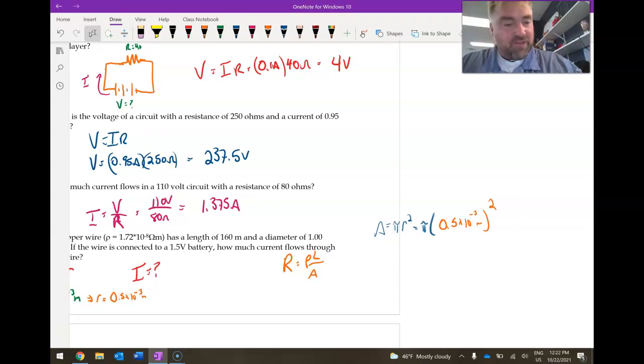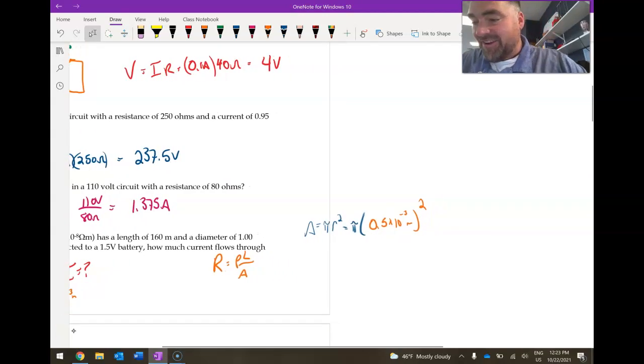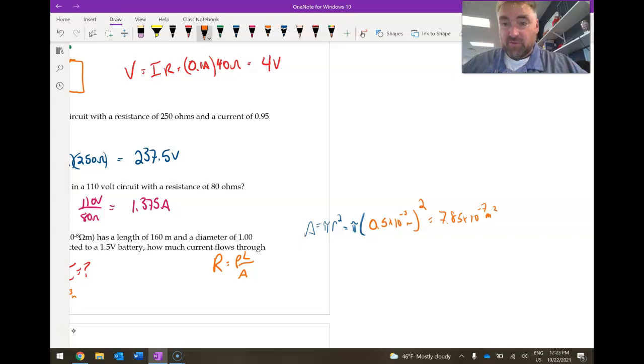Oh, you know what? I didn't find that. Hang on, let me pause this. I'll get right back to you. Okay, I'm back. The area I calculated out to be 7.85 times 10 to the negative 7th. So you can check that to see if you got that right. And obviously that's got to be square meters, because our radius was in meters. So when we square, we get square meters. So now once we know that, we can plug everything back in.